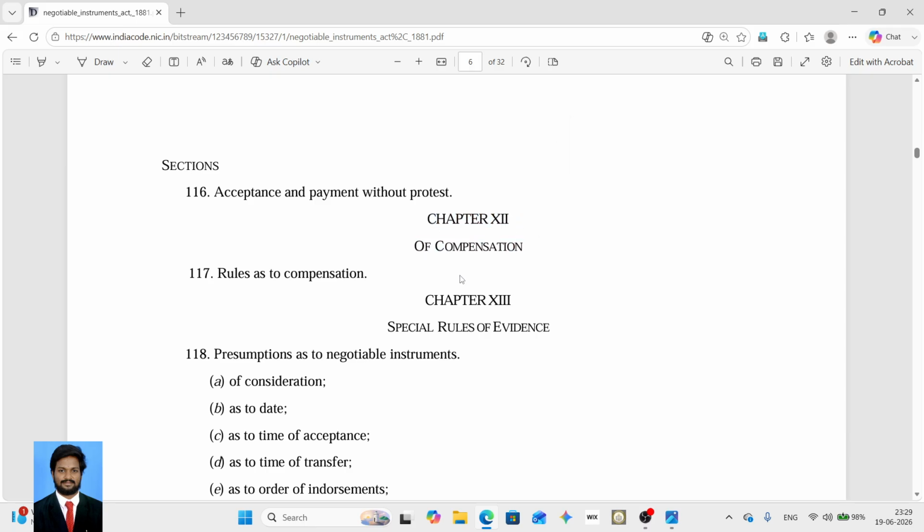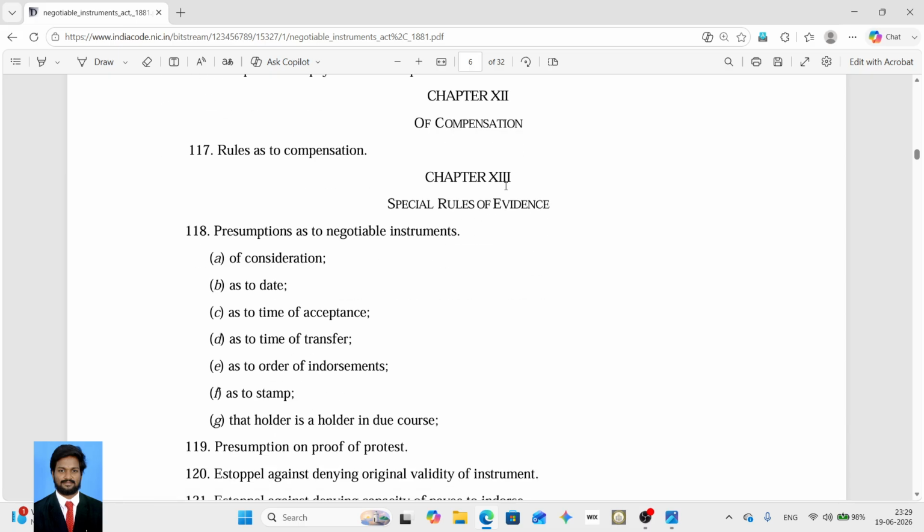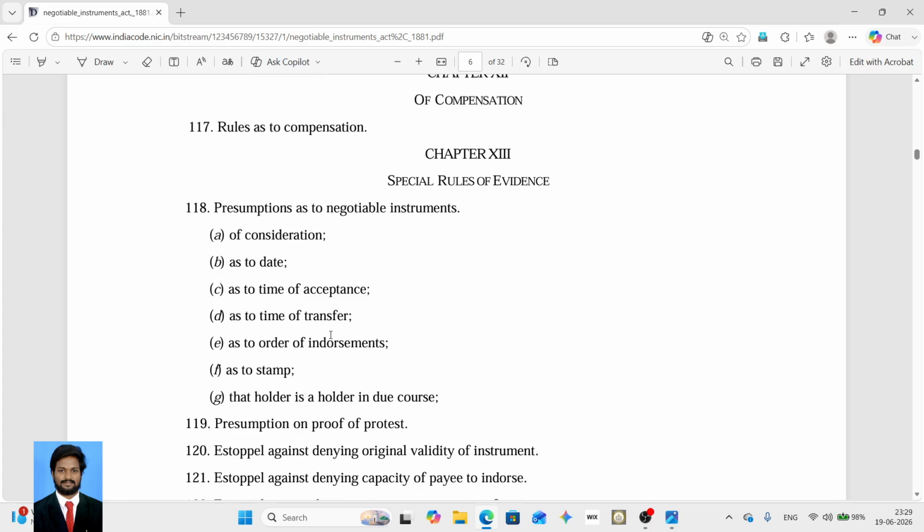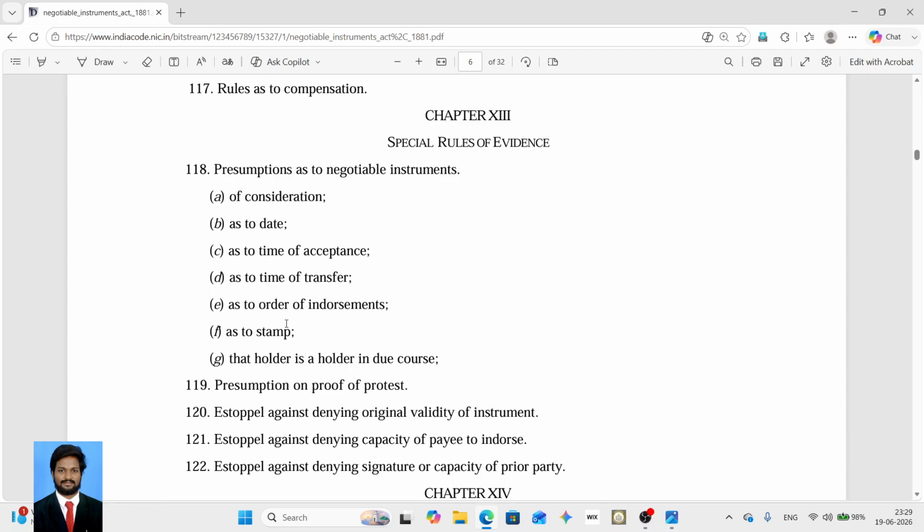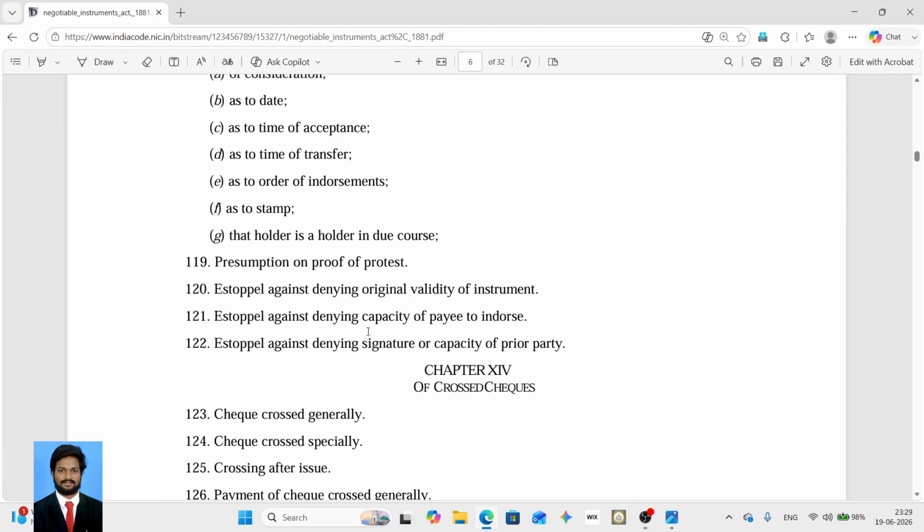Chapter 12 of compensation. 117 rules as to compensation. Chapter 13 special rules of evidence. 118 presumptions as to negotiable instruments: of consideration, as to date, as to time of acceptance, as to time of transfer, as to order of endorsements, as to stamp, that holder is a holder in due course. Then 119 presumption on proof of protest.